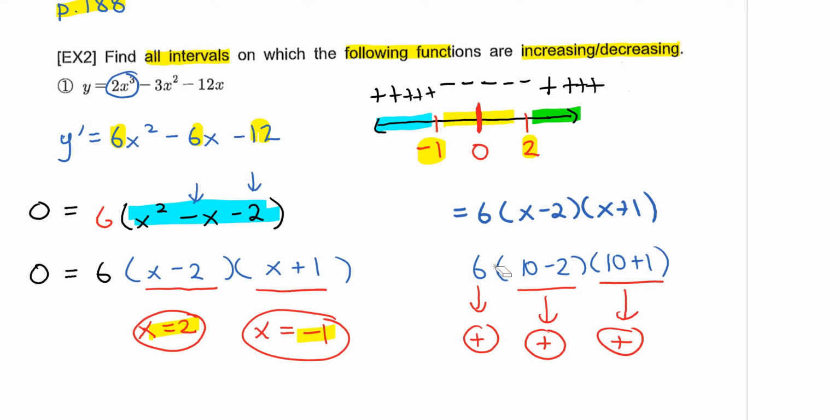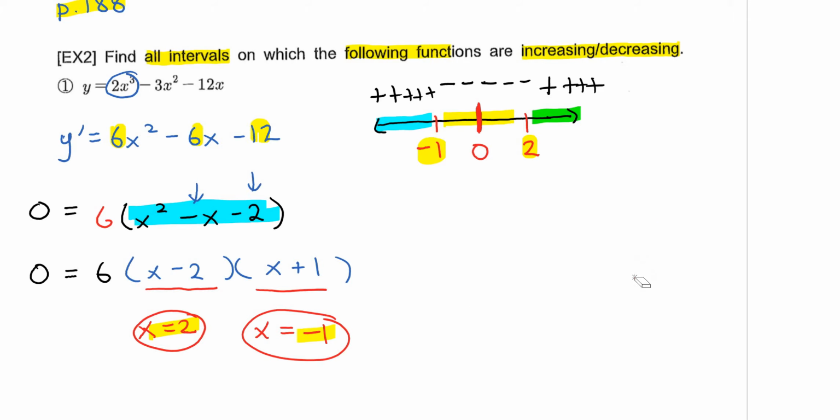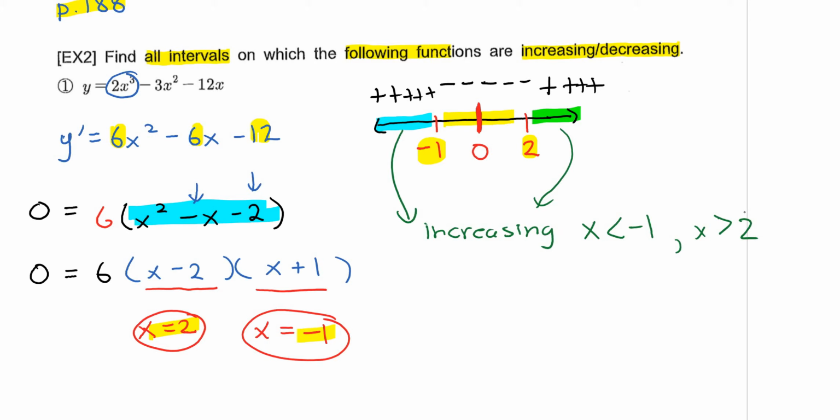Okay, after that, let me just erase all this, and now I can jump to my conclusion here. This blue region has all the positive signs, so I'm definitely increasing in that blue region. That blue region represents x is less than -1. I'm also increasing in this green region, so that means x is going to be greater than 2. Those are the regions where I'm actually increasing.